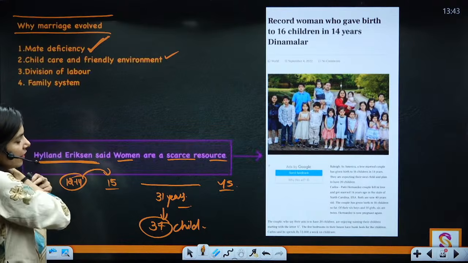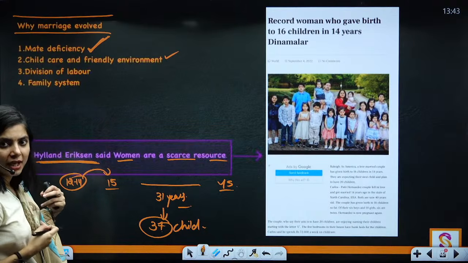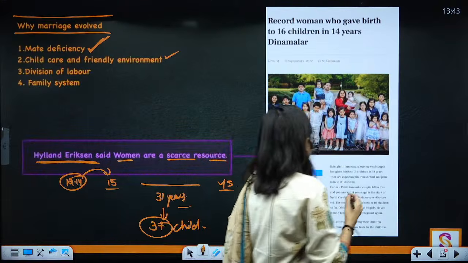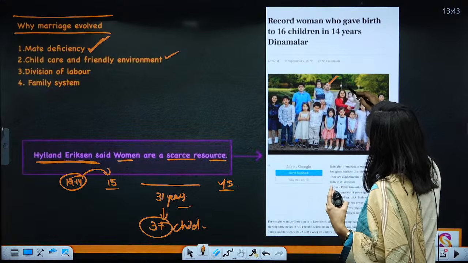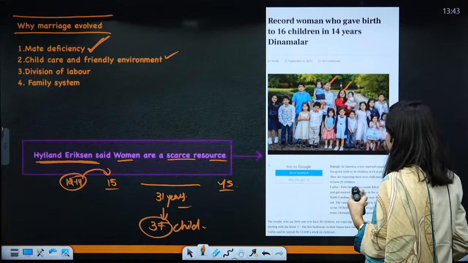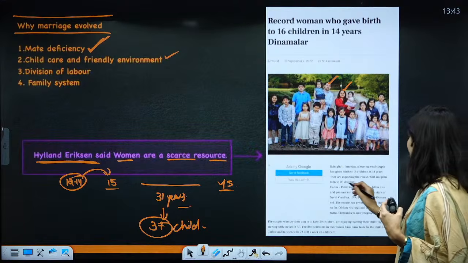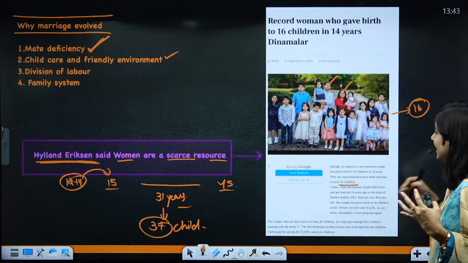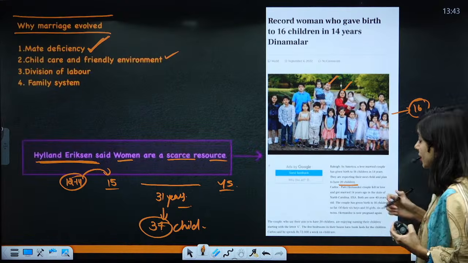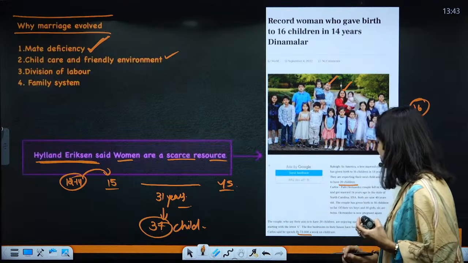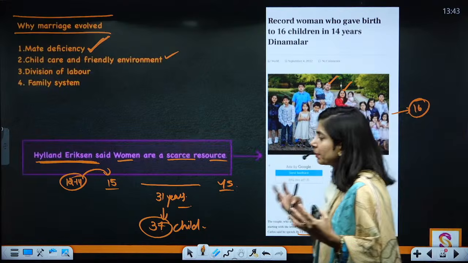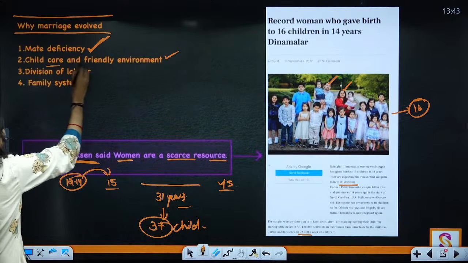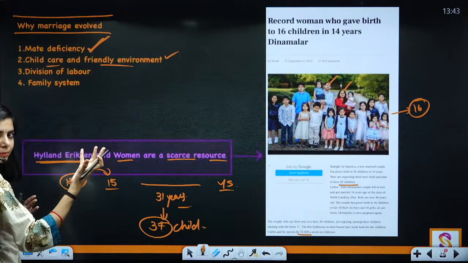See, child care and family environment is very important, and they have marriage for this only. For example, here the father and mother have a target that they want to have 20 children. These are 16 children, and they have a target of 20 children. They are spending 72,000 rupees a week for the upkeep of their children. So that's how you can understand marriage means the child care and the friendly environment, providing them the same.